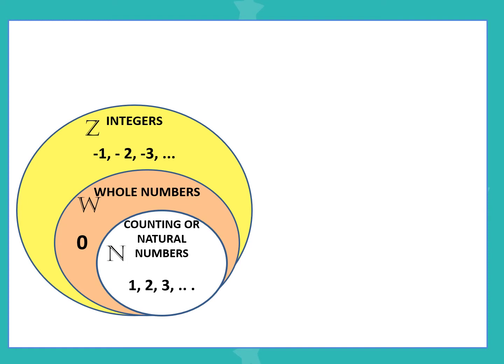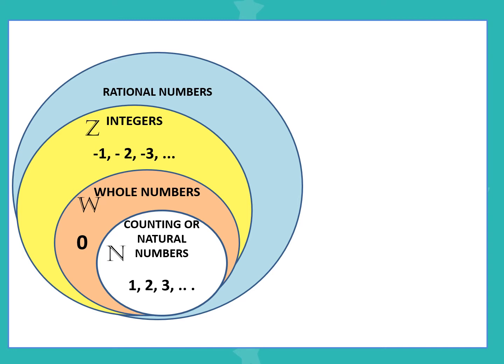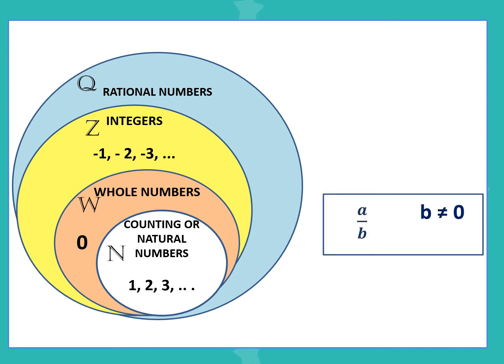Counting numbers, whole numbers, integers are rational numbers. Ibig sabihin, lahat ng mga numbers na ito ay rational numbers. Rational numbers are numbers that can be expressed as quotient of two integers in the form A over B, where B is not equal to 0. That means ang mga non-integer, just like fraction, and some decimals are rational numbers.